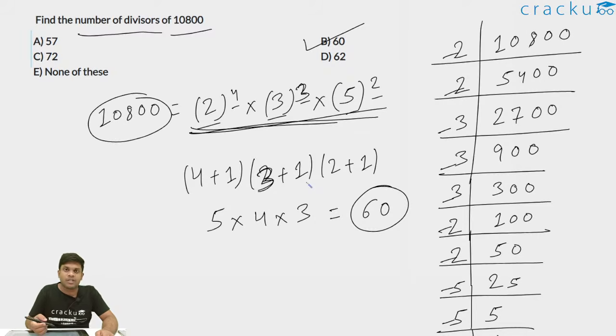Whenever these type of questions are there, find the number of divisors or number of factors, first do the prime factorization, write down all the factors which are there, and then multiply each factor by adding 1 to each of them. In that case, you will get the number of divisors or the number of factors that you are looking for.